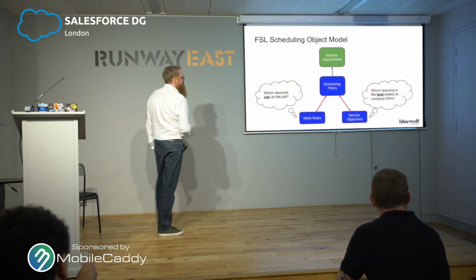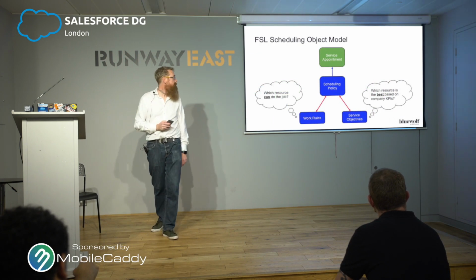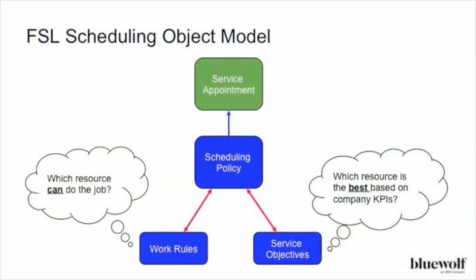So what is the object model? So we have a service appointment. We have a scheduling policy. And we have work rules. And we've got objectives. So this is where you start coming into the intelligence of it.